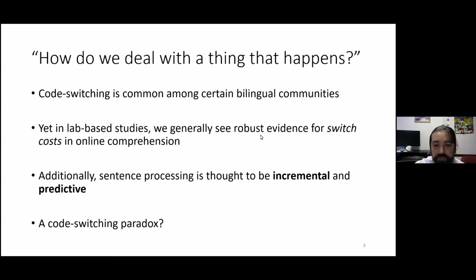Or even more artificial versions of cued language switching, we tend to document or find slowdowns in processing measures as compared to staying in the same language. On the other side of all of this, we understand from sentence processing that it's thought to be incremental and predictive. So where do we situate code switching into this with these two principal findings? This is something that I refer to as the code switching paradox.